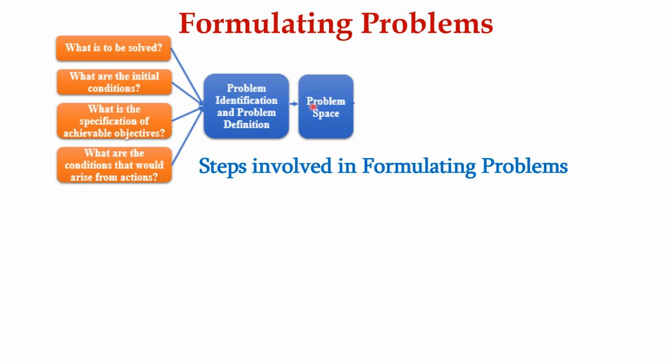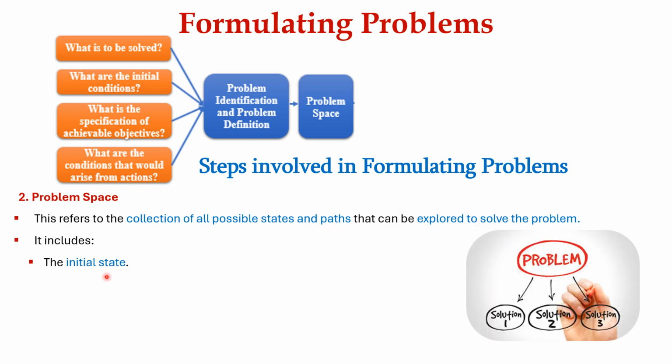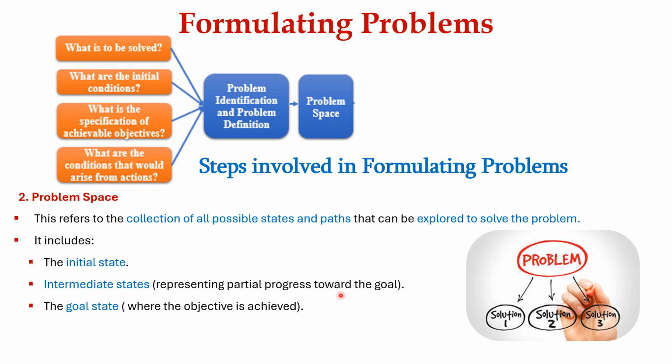The second step is problem space. It represents the collection of all possible states and paths that can be explored to solve the problem. It includes the initial state, the intermediate states, which represent partial progress towards the goal, and finally the goal state, which represents whether the objective is achieved or not.